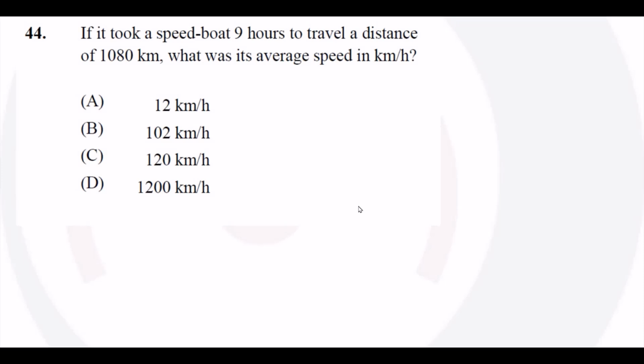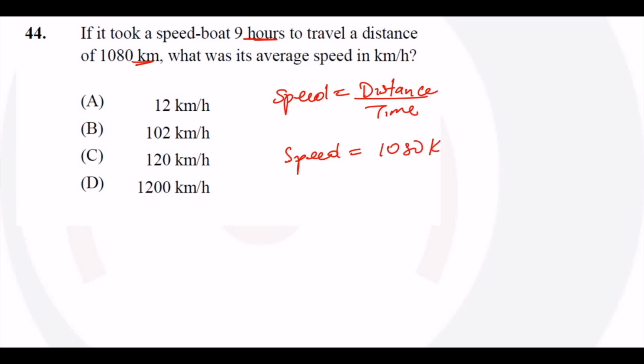Question 44. If it took a speedboat 9 hours to travel a distance of 1080 kilometers, what was its average speed in kilometers per hour? So we look if we have anything to convert. We have hours and we have kilometers, so we have nothing to convert. So therefore, speed is equal to distance over time. So speed is equal to the distance, 1080 kilometers, and the time is 9 hours.